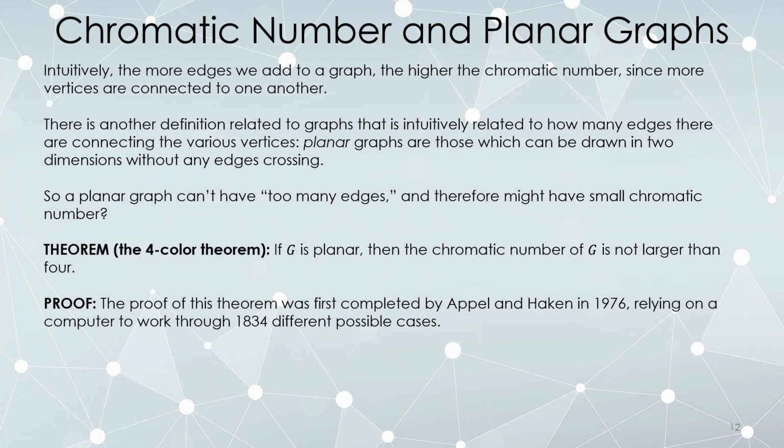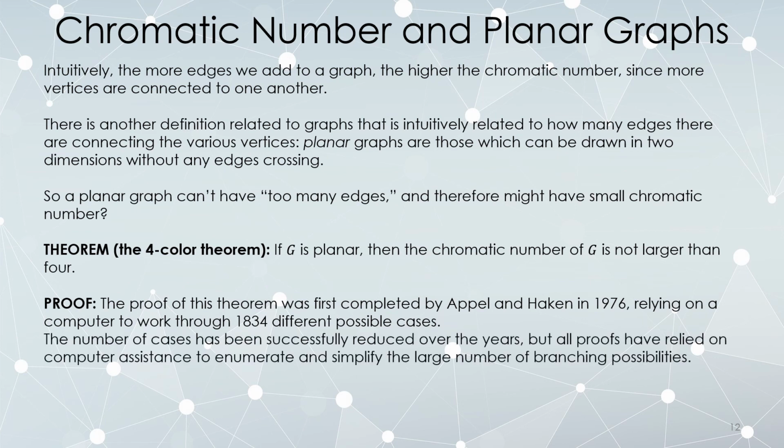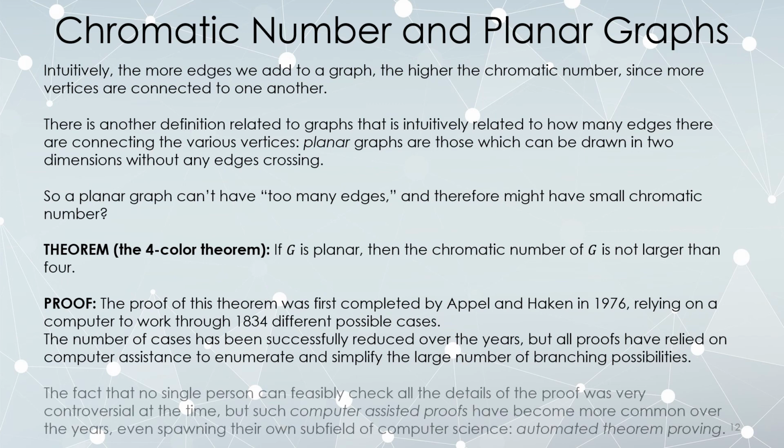So back when we discussed proof by cases, way back when, we did 2 cases and 3 cases, and this was a proof with 1,834 cases. And because there were so many cases, it was not feasible to work them all out by hand. And the computer program was written to complete the proof. Now, the number of cases has been refined. It's no longer a proof by 1,834 cases, but all the proofs that have been done do rely on a computer to assist in analyzing the large number of cases.